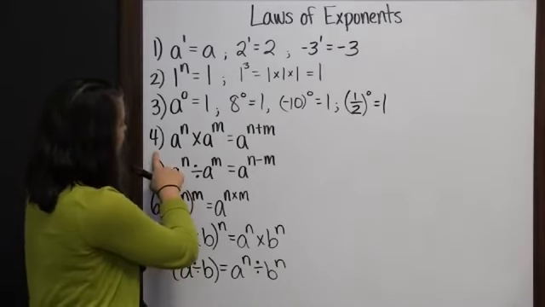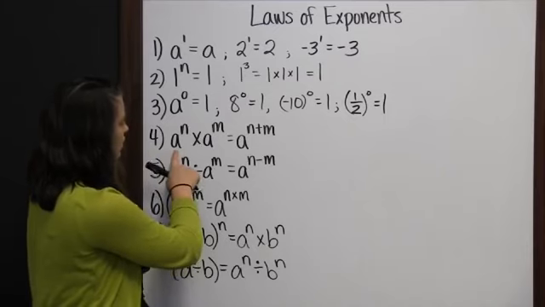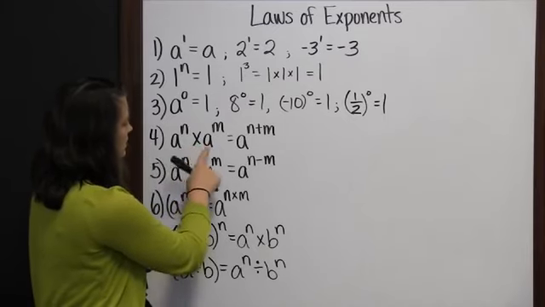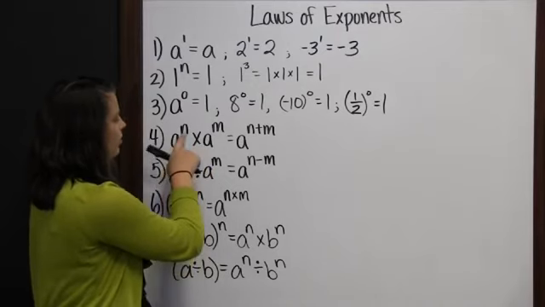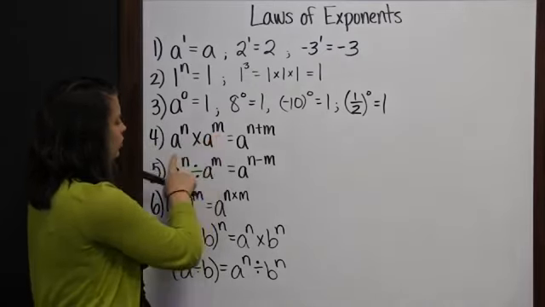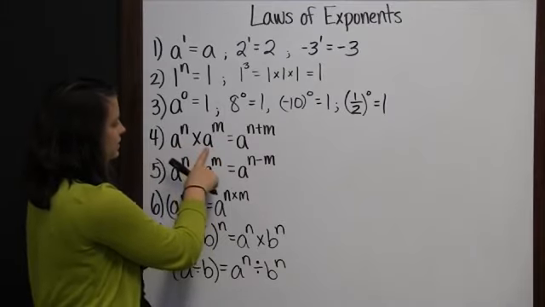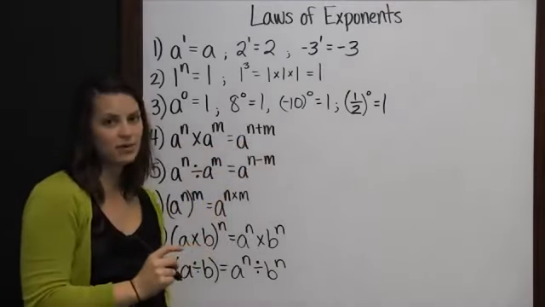The fourth law is when you're multiplying with the same bases. So notice a and a, our bases are the same, but we have different exponents. When you multiply numbers with the same bases, you add the exponents.